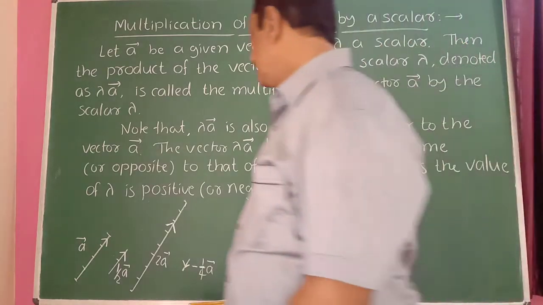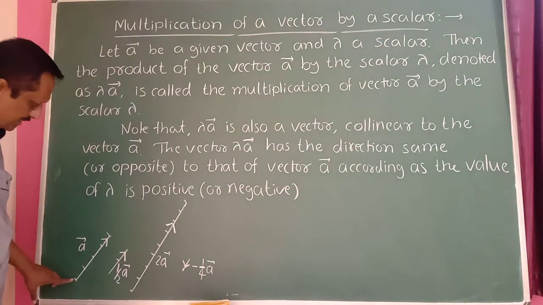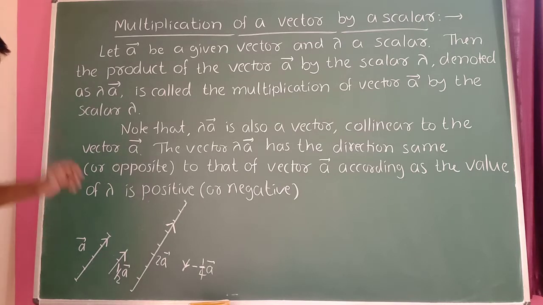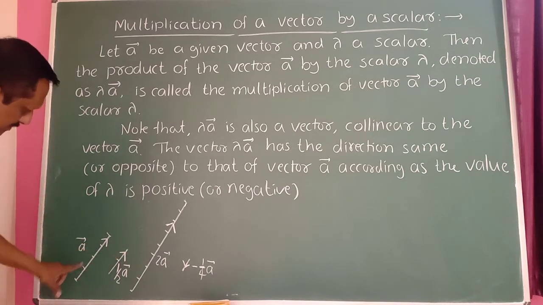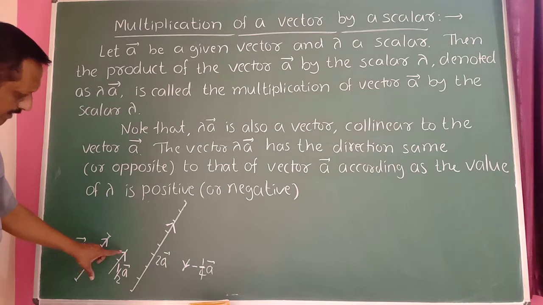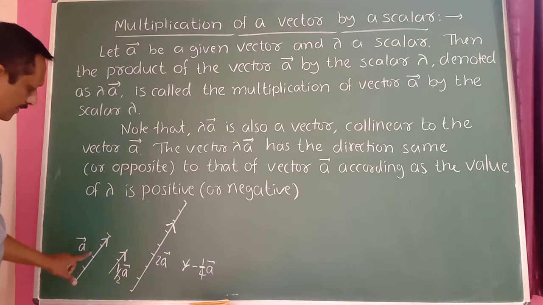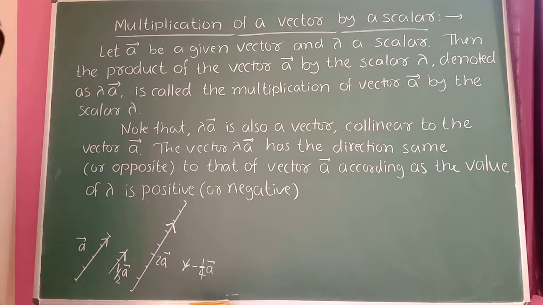Just observe here. Here is one vector. Consider vector A bar here. It is 4 centimeters. 1, 2, 3, 4. Consider the 4 centimeters. Then this is also a vector parallel to this vector here, and it has only 2 centimeters, meaning half of this one here. So 1 by 2 of A bar, half of this vector, they are parallel to each other.